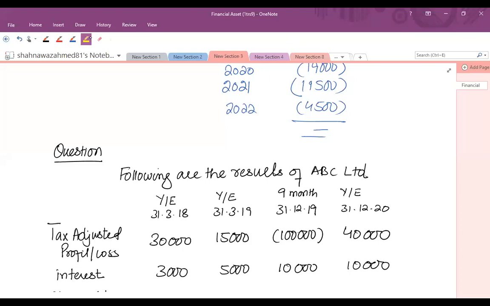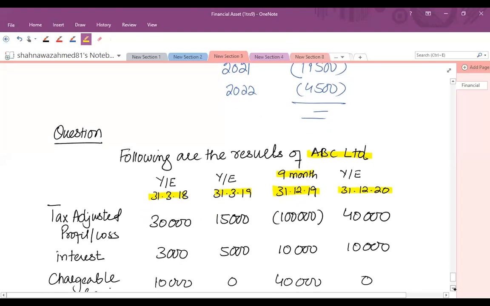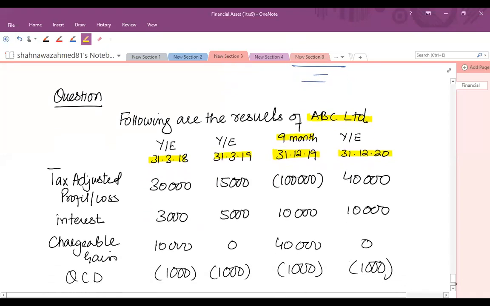So in this question, following are the results of ABC Limited. We have the current year, that is of 9 months. The loss making period is of 9 months, and previously we have a full year, and then subsequently we have the accounting year of 31st December 2020. It doesn't make any difference whether the loss making period is of 12 months or not. Full relief is available.